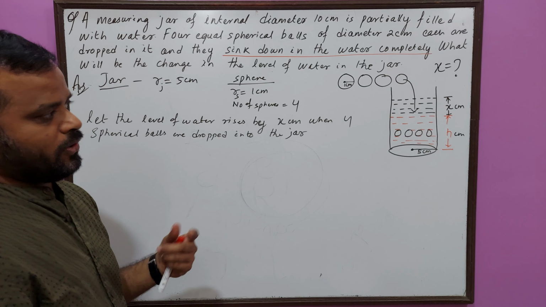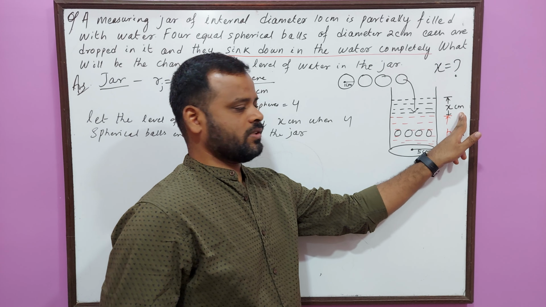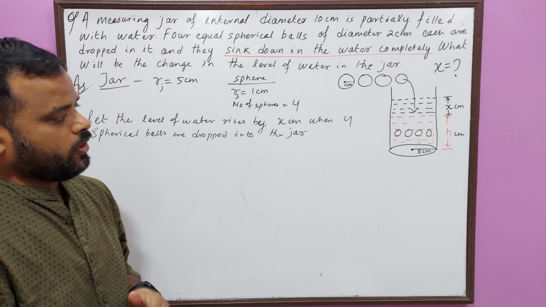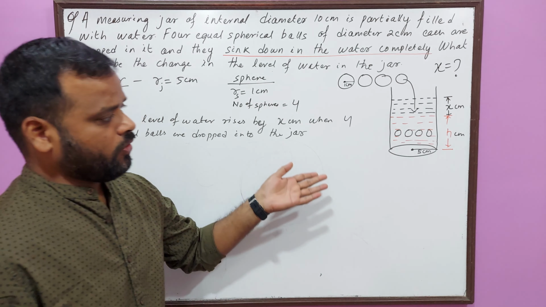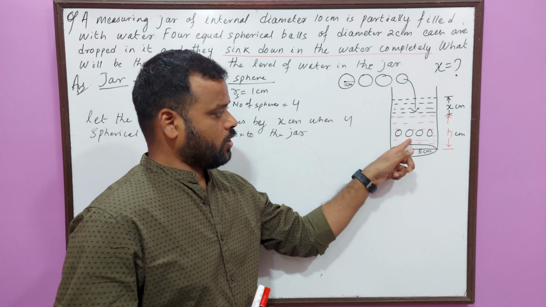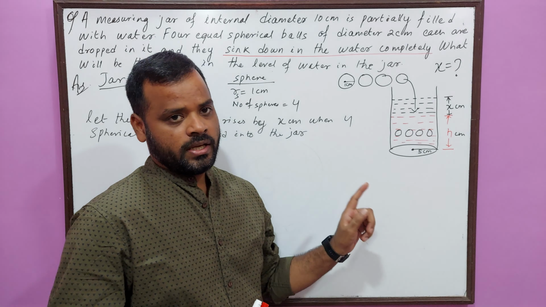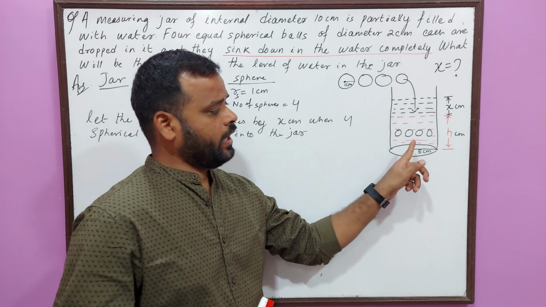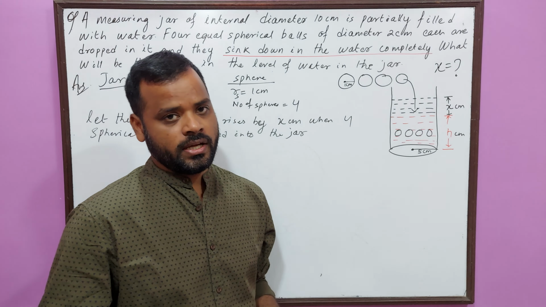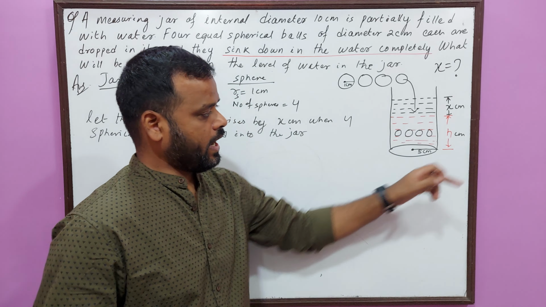Now look how to proceed. h is not given to us, x is not given to us, but how to get the answer easily? You don't have to panic; you have to think what is causing the change in the volume. The change in the volume is caused by these four spheres. These four spheres are increasing the height of the level of water in the jar.